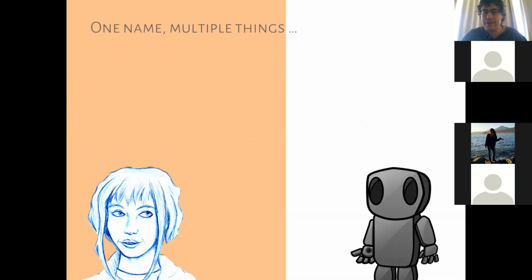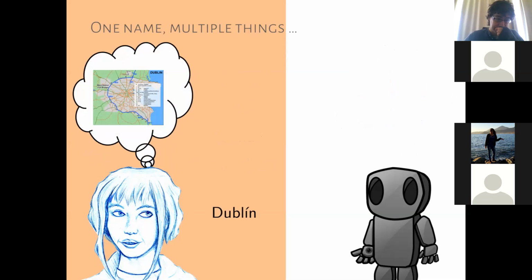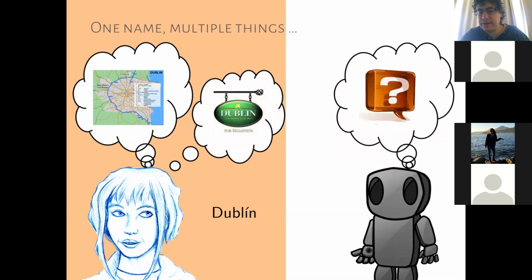We might also have one name for multiple things. So we might have Dublin, which refers to a city in Ireland, a city in Ohio, US, as well as an Irish bar in Bella Vista. And the machine will probably think this is one thing, right? Not really know what it is, but since it's the same name, might assume that this is referring to the same thing.